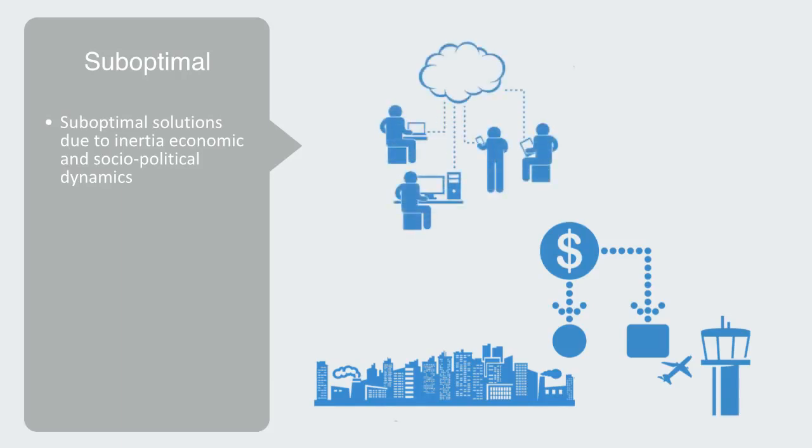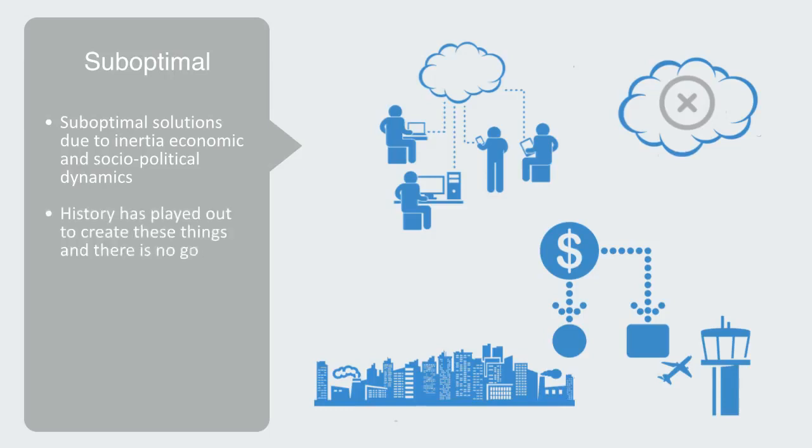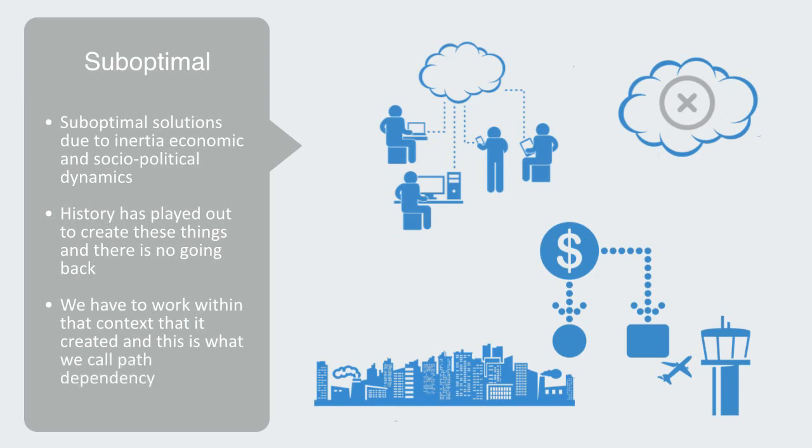Now that we've built it, there is no option to build another one, just because it is in some way suboptimal. History has played out to create these things, and there is no going back. We have to live within and work within that context that it created, and this is what we call path dependency.